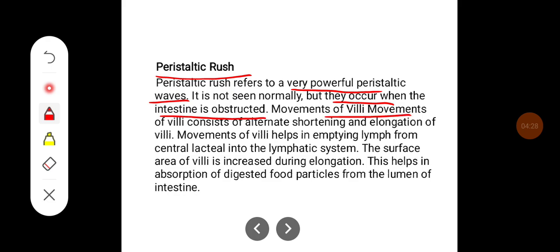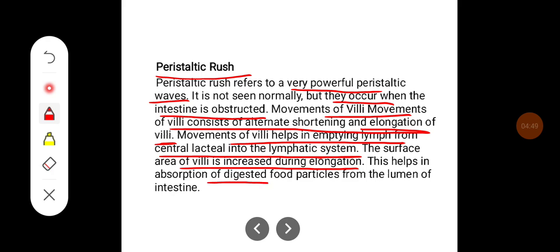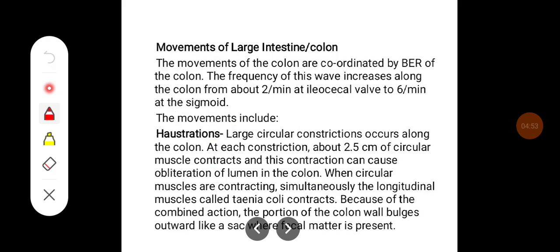Movements of villi. The movements of villi consist of alternate shortening and elongation of the villi. The movements of villi help in emptying of lymph from central lacteal into the lymphatic system. The surface area of villi is increased during elongation, and this helps in absorption of digested food particles from the lumen of intestine.